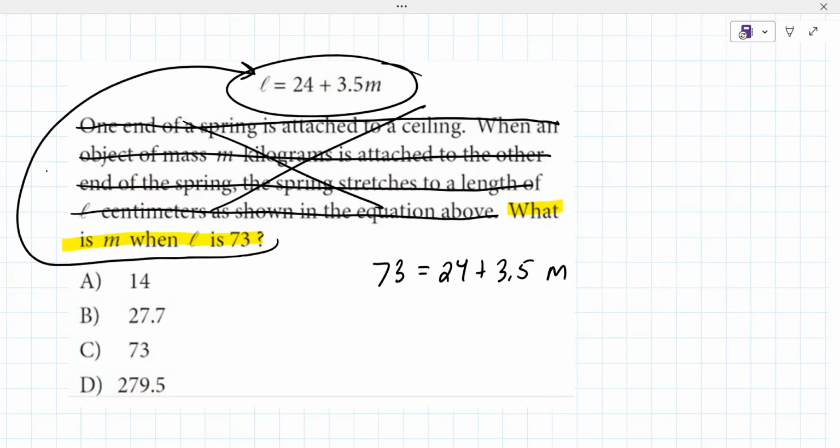Right. So I'd like you to try solving this from here, please. Is m 14? Okay.